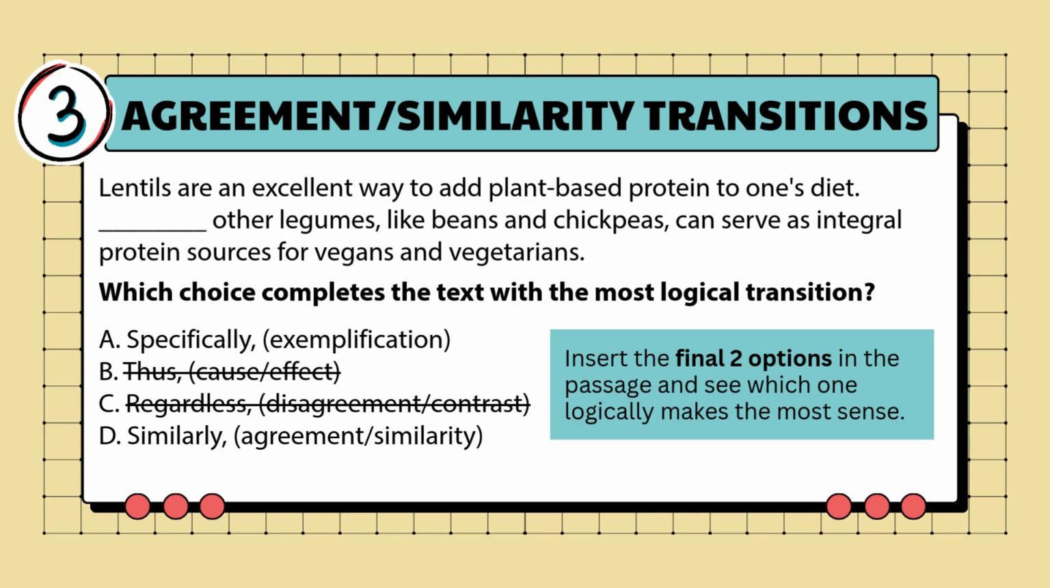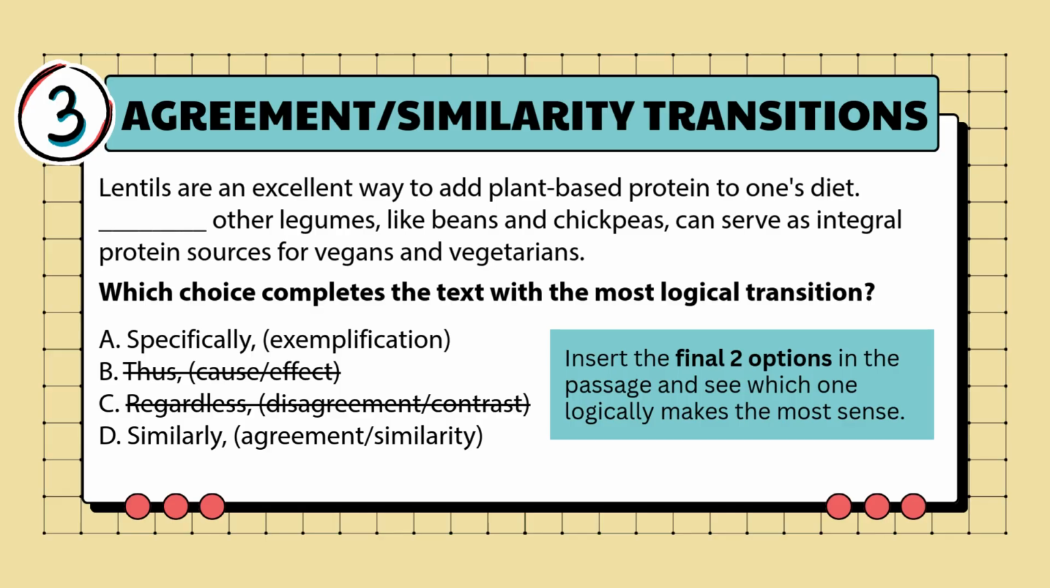Finally, insert the two options that are left into the passage. Specifically, other legumes like beans and chickpeas can serve as integral protein sources for vegans and vegetarians. Or, similarly, other legumes like beans and chickpeas can serve as integral protein sources for vegans and vegetarians. The first option, specifically, is suggesting the remaining part of the sentence is giving a specific example of how lentils are an excellent way to add plant-based protein to one's diet. But it immediately mentions other legumes like beans and chickpeas. This is not a specific example of lentils.